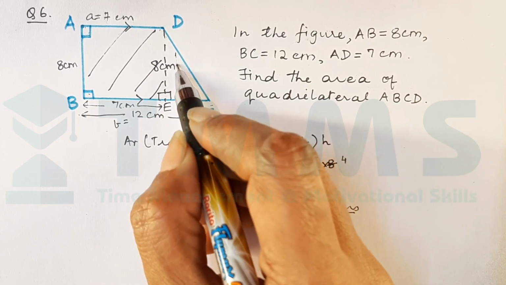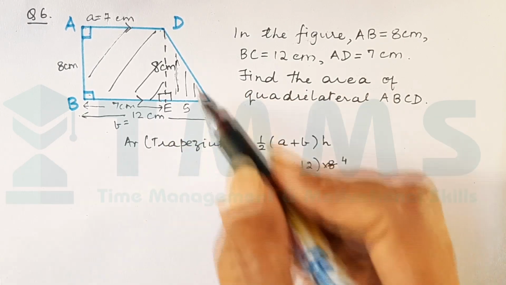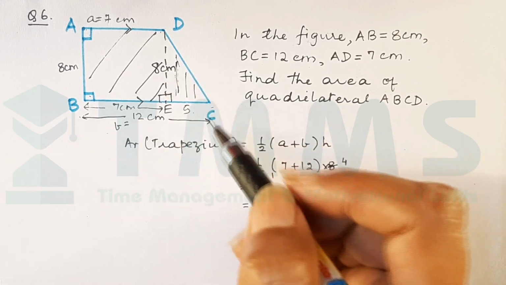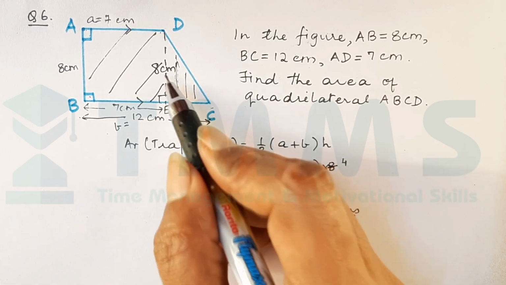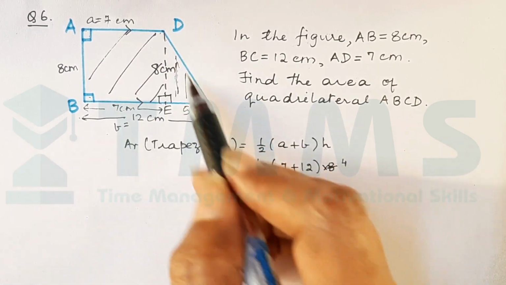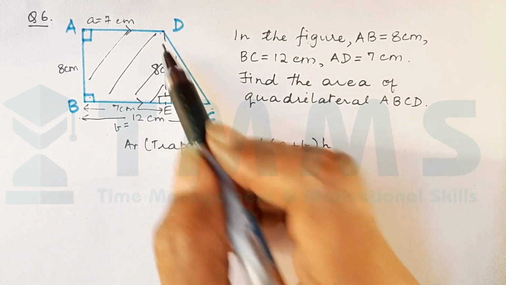And so, area of this right triangle becomes half base into height, that is 5 into 8. That will be half. 5 into 8 means half of 5 into 4, that is 20. So we got this area as 56. This area we got as 70. This area we got as 20.